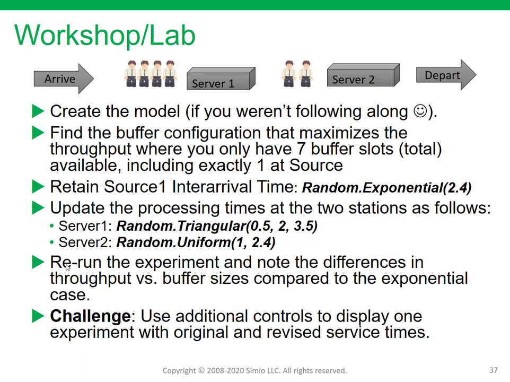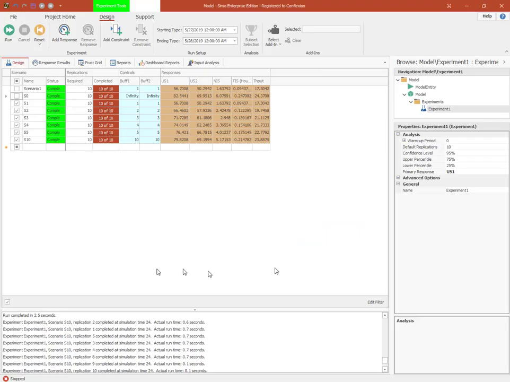So then finally, as a challenge part of the workshop, I want you to use additional controls to display one experiment that has the original and revised service times. So in this case, when you look at my experiment that I have here, I have these 2 controls, and so the controls let me do my testing for the buffer capacity, but all of these scenarios are for the exponential case. And so the challenge is to create additional controls that let me have all of these values side by side.